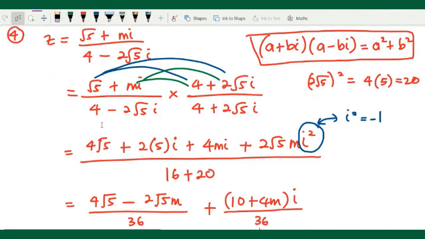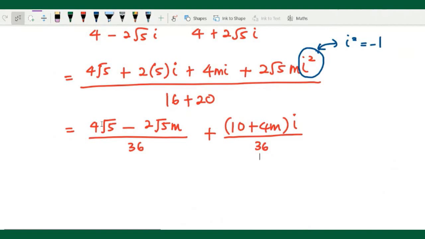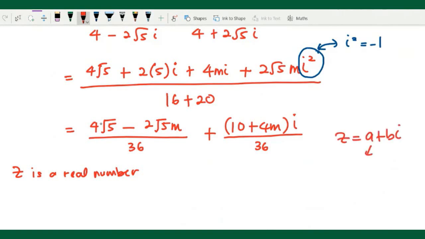Okay, soalan kata determine the value of m if z is a real number. So z is a real number. Bila Z ni adalah real number, Z sepatutnya kita tahu Z equals to A plus BI. This is our real part and real number, as BI ni pula adalah imaginary part with B as our imaginary number lah. Okay, tapi sekarang ni Z kita, the whole thing is a real number. So kalau a real number, imaginary part dia kosong lah.